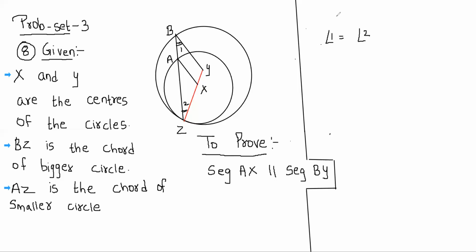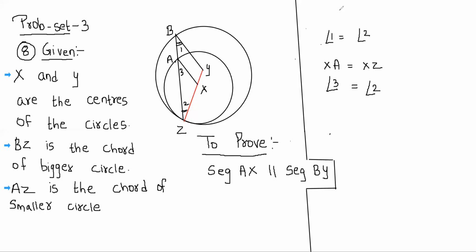Then we'll look at the smaller triangle, that is triangle XAZ. In triangle XAZ, XA is equal to XZ, again radii of the smaller circle. So the opposite angle we consider now: one angle is already marked as 2, so we mark this one as 3. Hence we can say that angle 3 is equal to angle 2, right?